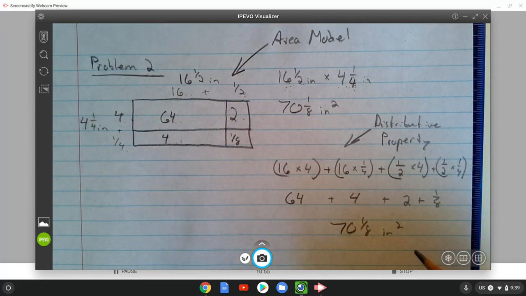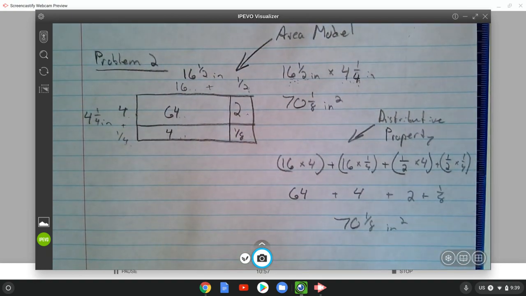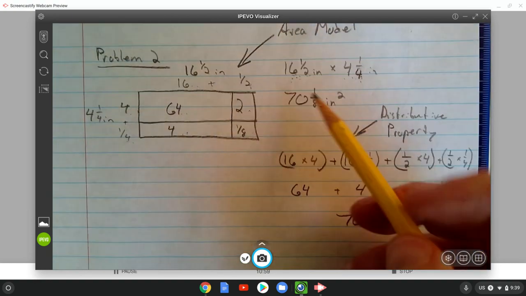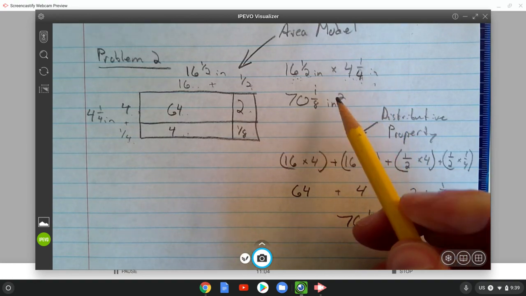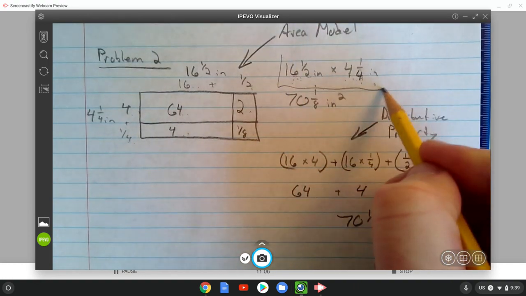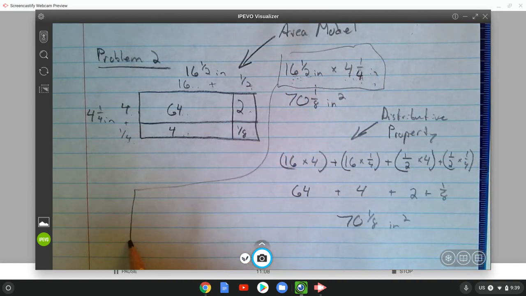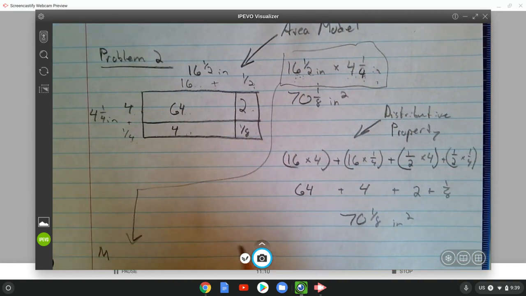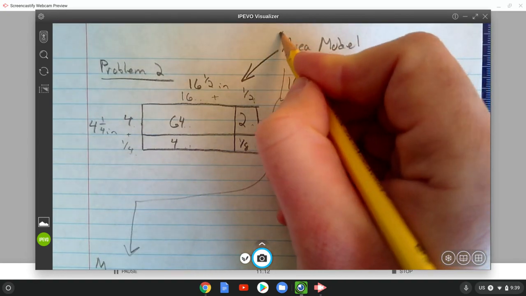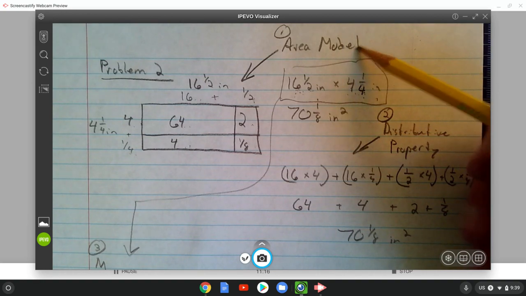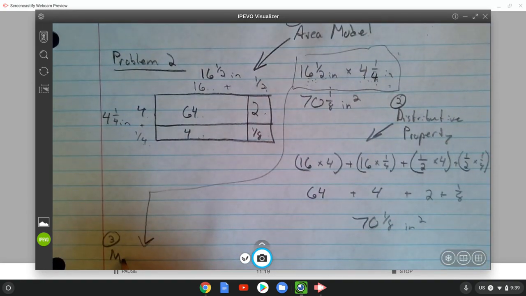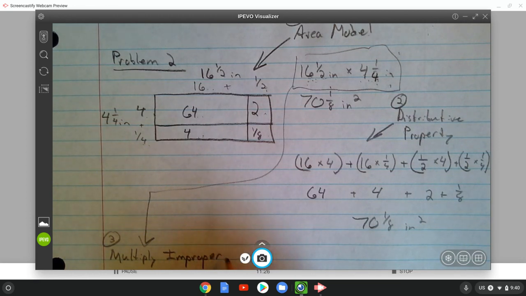And then finally, could you also just turn these into improper fractions? Just turn 16.5 and 4 1/4 into improper fractions and multiply those? Sure. So let's take that. So really we've got like 3 strategies here: 1, 2, 3, even though these basically feel the same to me. 3, multiply improper fractions.